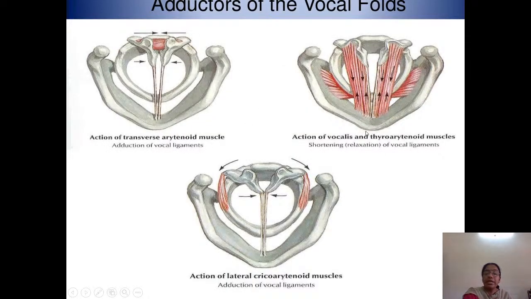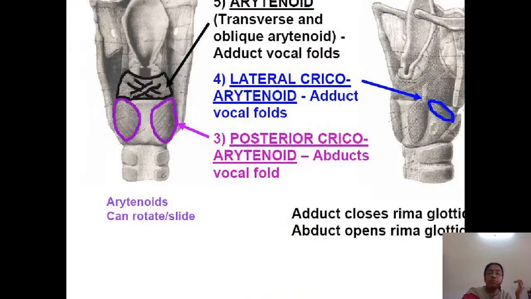The muscle which is helpful for the shortening of the vocal ligaments is the thyroarytenoid. So the thyroarytenoid is a muscle helpful for shortening, which means relaxation. For the relaxation of the vocal ligaments, the muscle which is helpful is the thyroarytenoid.